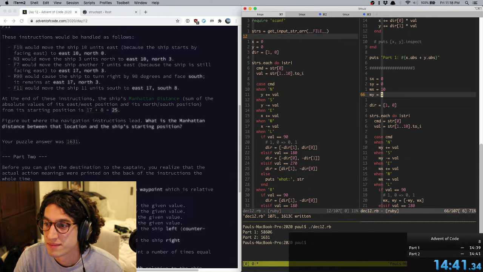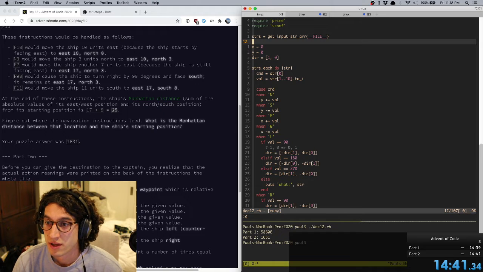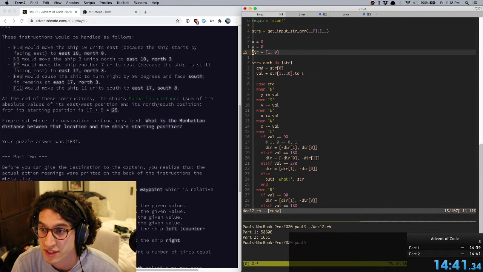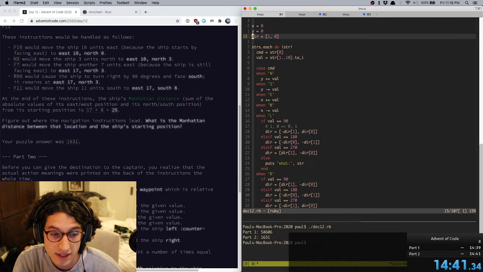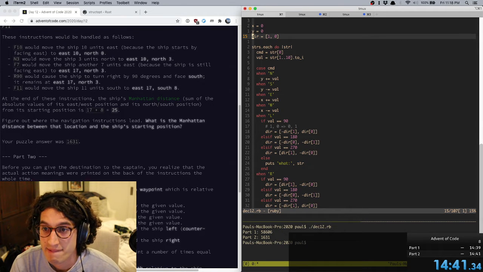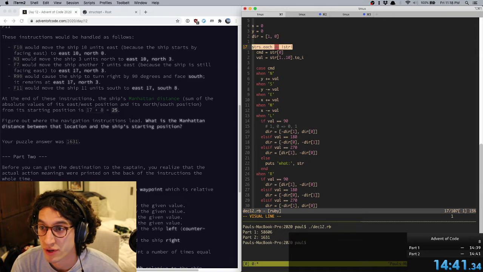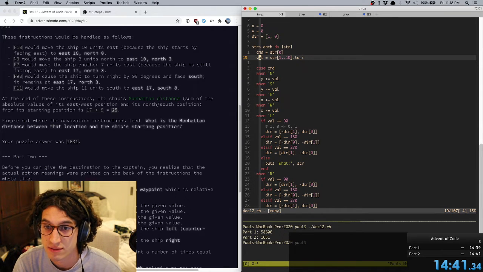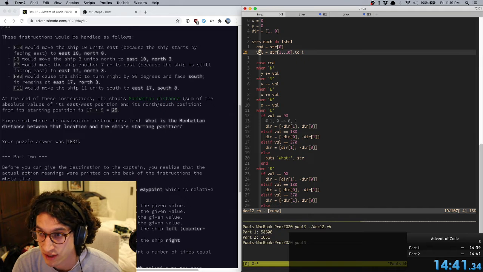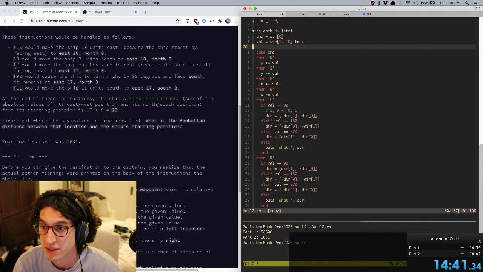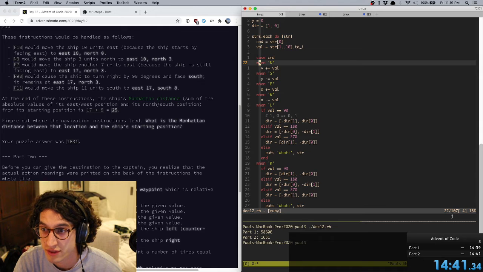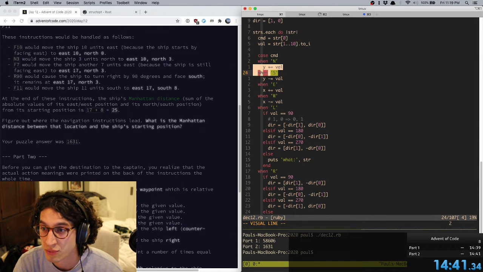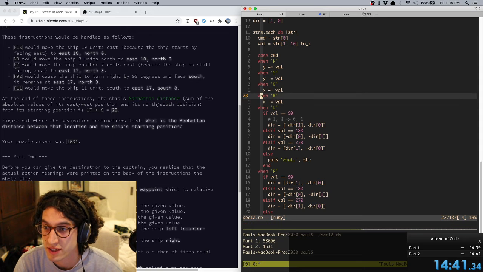Cool. So we have the ship's location, X and Y, and we have our direction, 1, 0. Then for each input, the command is the first character, and the argument is the rest of the string mapped to an integer. So north, south, east, and west are simple. We just move y or x respectively, add or subtract.